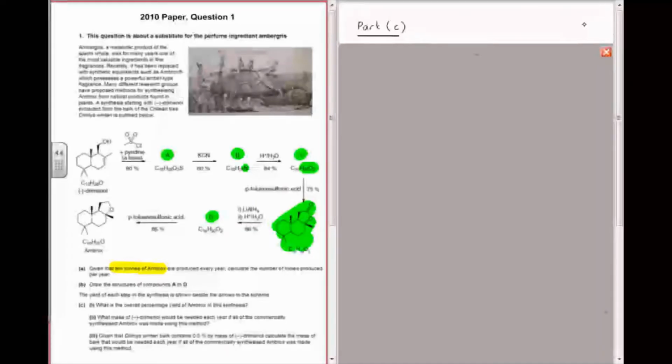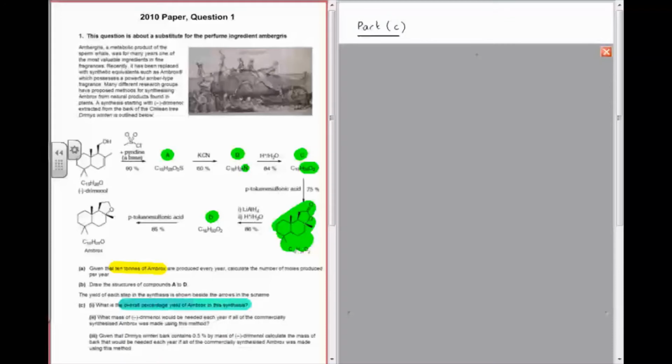In part C of the question, you are asked to use the yield of the individual stages to calculate the quantity of tree bark needed for the annual synthesis of 10 tons of ambrox. Part I of the question asks you to calculate the overall percentage yield of ambrox in the synthetic scheme shown.